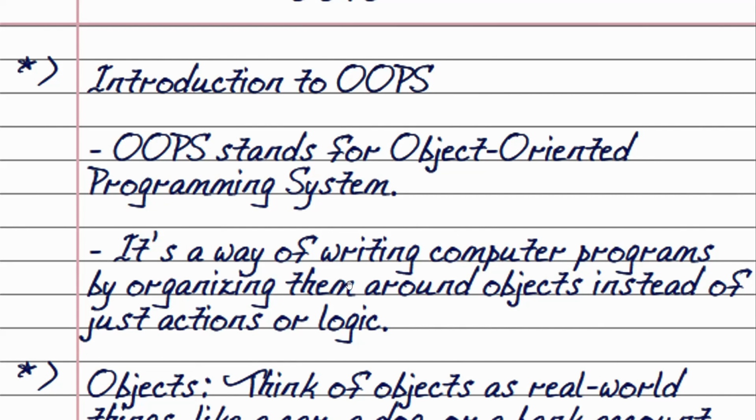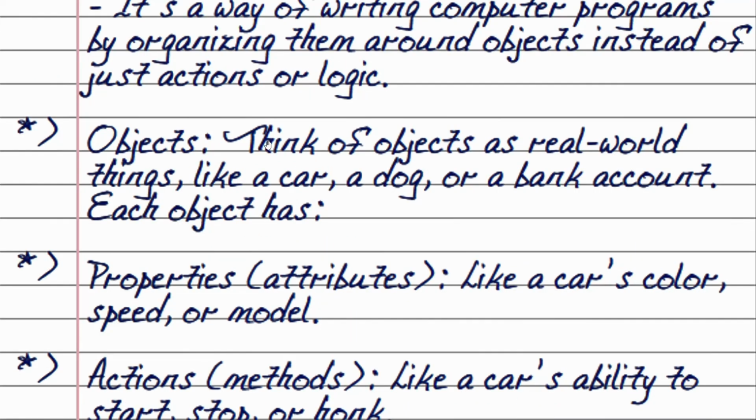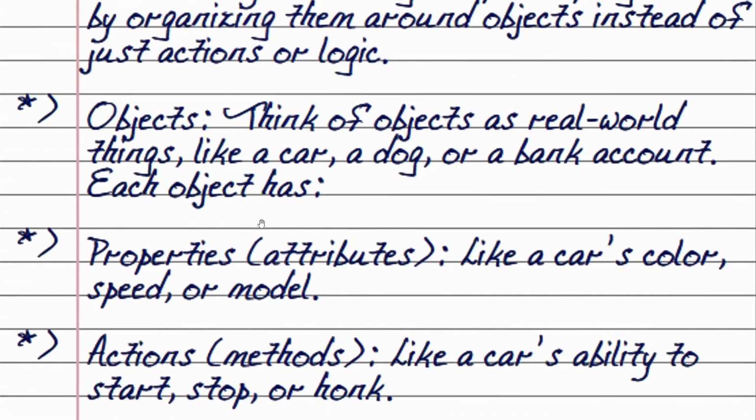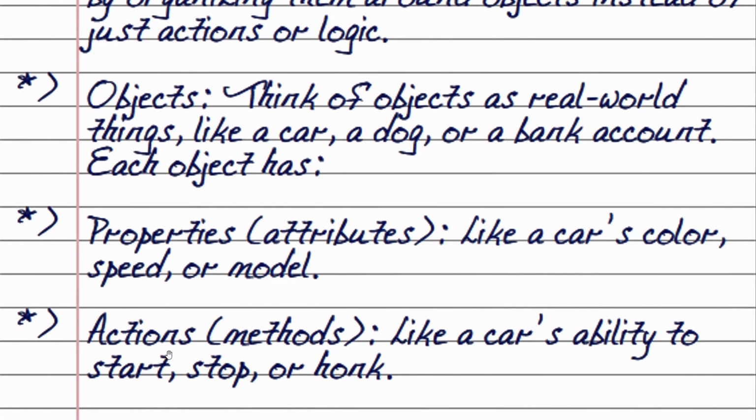Let's break it down one by one. So let's start with the objects. Think of an object as a real world thing, like a car, dog, or a bank account. Each object has its properties and actions. Properties are nothing but the attributes, and actions are nothing but the methods.